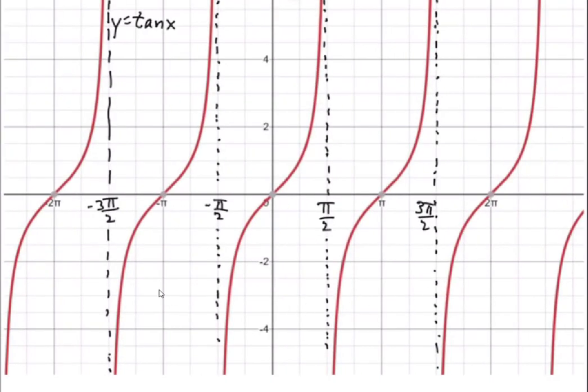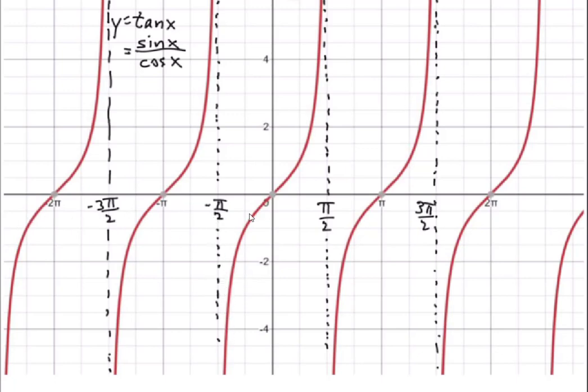Okay, a graph of y equals tangent x, and we notice that tangent x does have some asymptotes, and the reason it has asymptotes is because tangent x is sine x over cosine x. So tangent x is going to be undefined anytime cosine is 0. And we saw that cosine was 0 at pi over 2, 3 pi over 2. Out here at 5 pi over 2, it was also 0, so we get an asymptote there. And in the negative direction, we get negative pi over 2, negative 3 pi over 2, and so on.